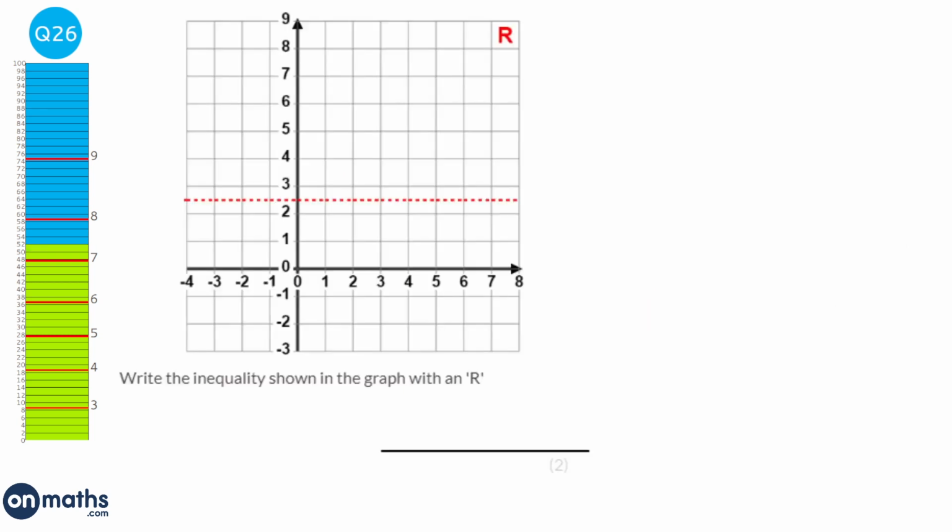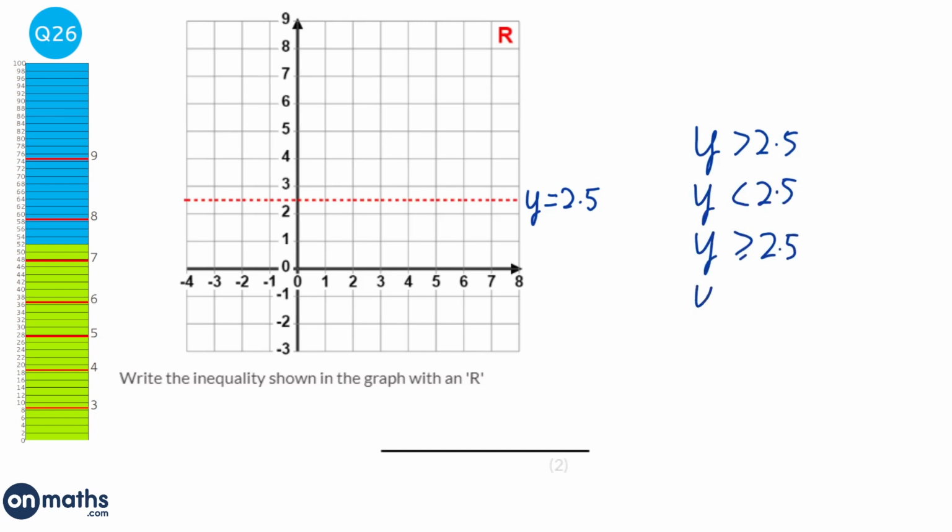We've got to first of all work out the equation of the line given to us. And it's horizontal, so it's going to be a y equals line, and it crosses the y-axis at 2.5. So it's going to be the line y equals 2.5. Now there are lots of different inequalities that would involve the line y equals 2.5. We've got y is greater than 2.5, y is less than 2.5, y is greater than or equal to 2.5, and y is less than or equal to 2.5. So we've got to work out which one of these it is.